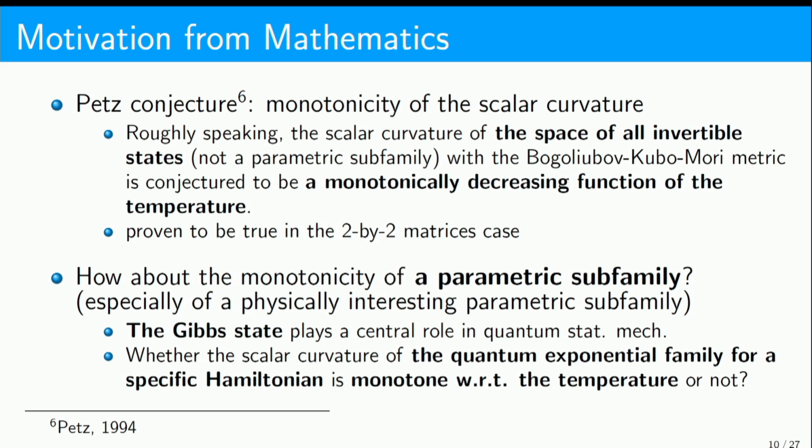And my question is, how about the monotonicity of a parametric subfamily, especially of a physically interesting parametric subfamily, like the Gibbs state, which plays a central role in quantum statistical mechanics, and in physics, the number of parameters in a Hamiltonian is at most a few. So my question to address is whether the scalar curvature of the quantum exponential family for a specific Hamiltonian is monotone with respect to the temperature or not.